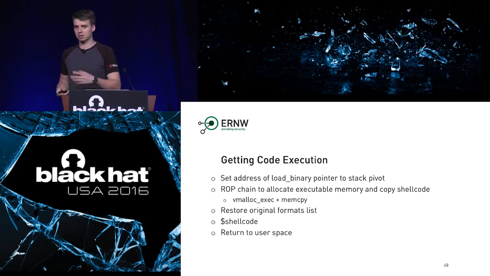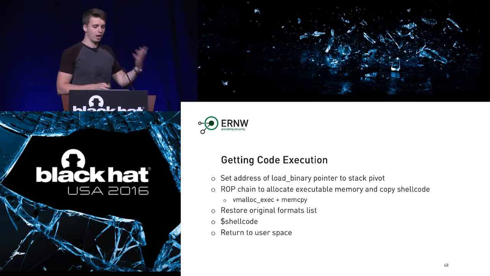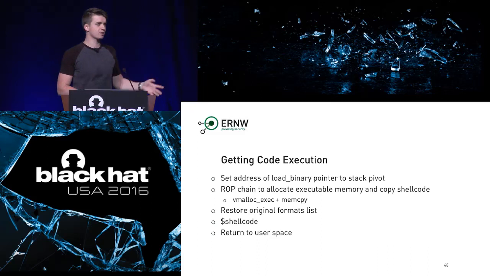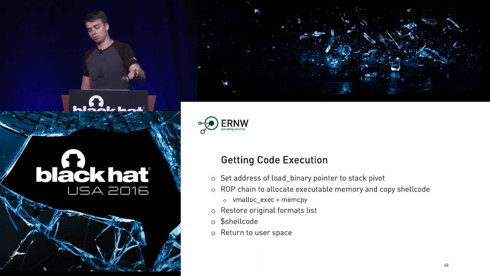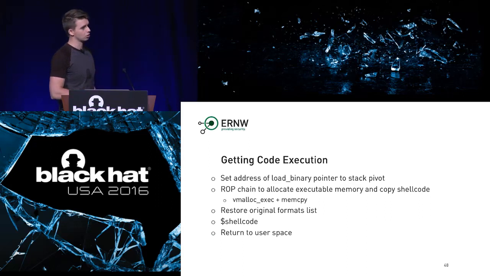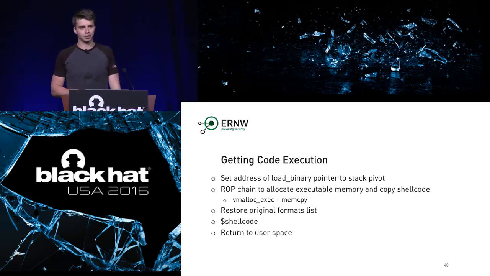We set this to our stack pivot, then we have a normal kernel ROP chain where we allocate executable memory and copy our shellcode there. We fix the original formats list. And then the next time an exec is triggered, or more or less when this is triggered, we can execute an arbitrary shellcode. In my case, it's just a simple reverse shell. Normally, you would probably do something more complex because the management domain might not be network accessible. And then we just return to user space.